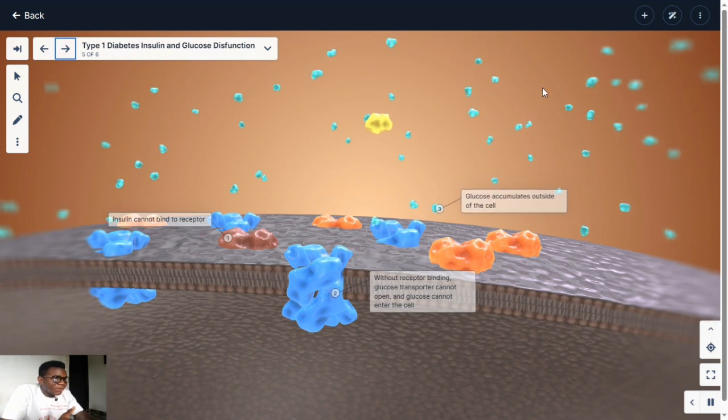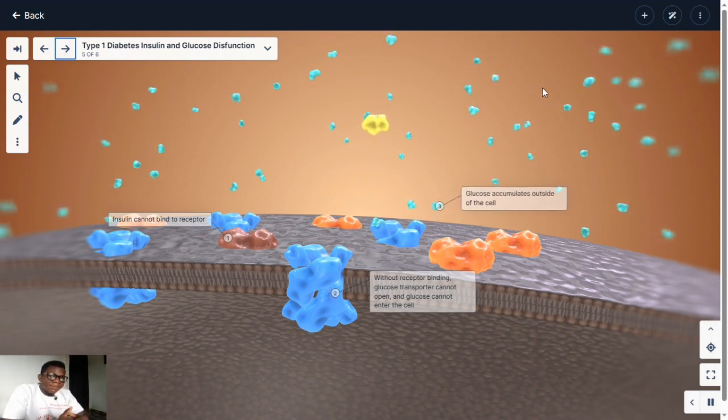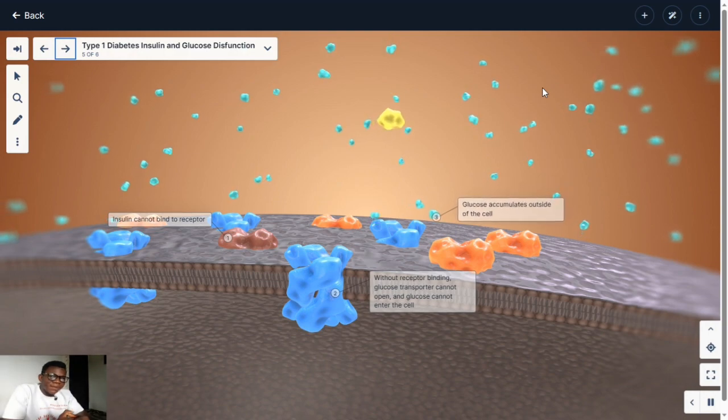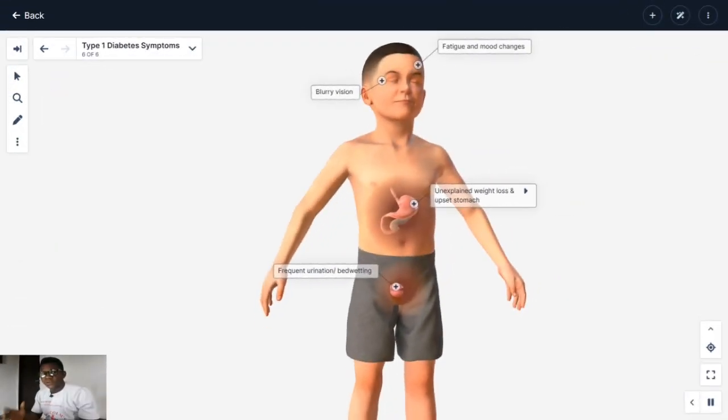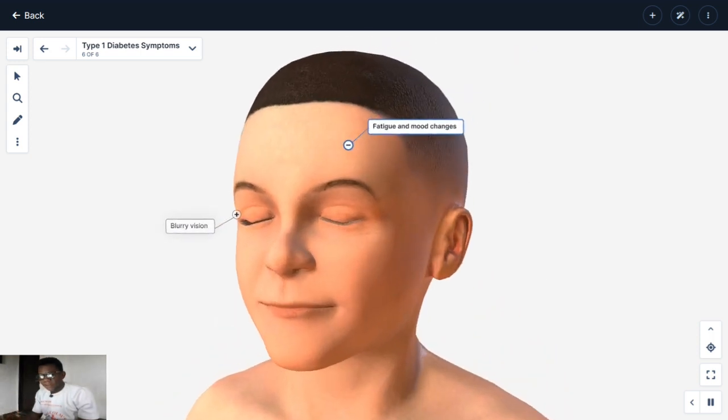You can see the one there floating in the blood. So glucose levels remain high. No binding, no passage. So now let's take a look at some common symptoms of type 1 diabetes. We have fatigue and mood changes. Now this can be potential symptoms of type 1 diabetes.